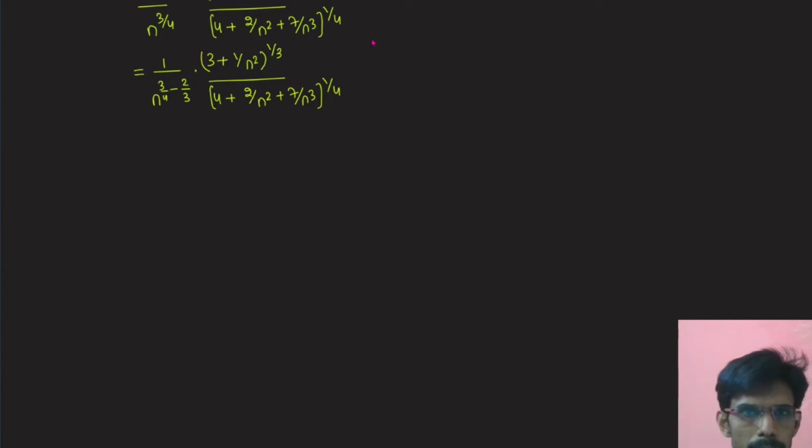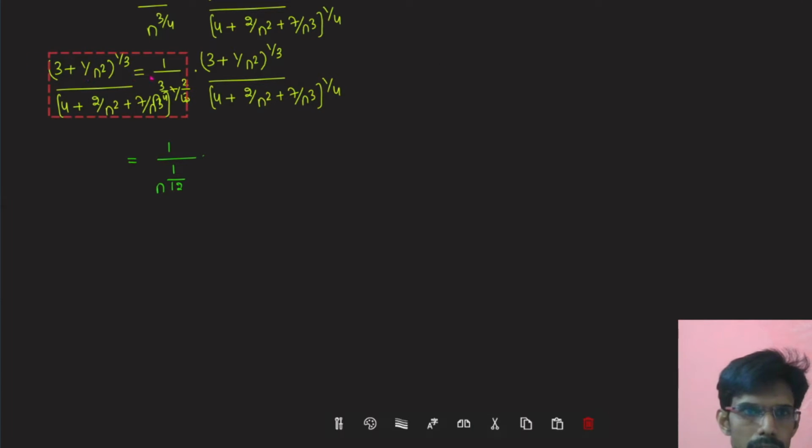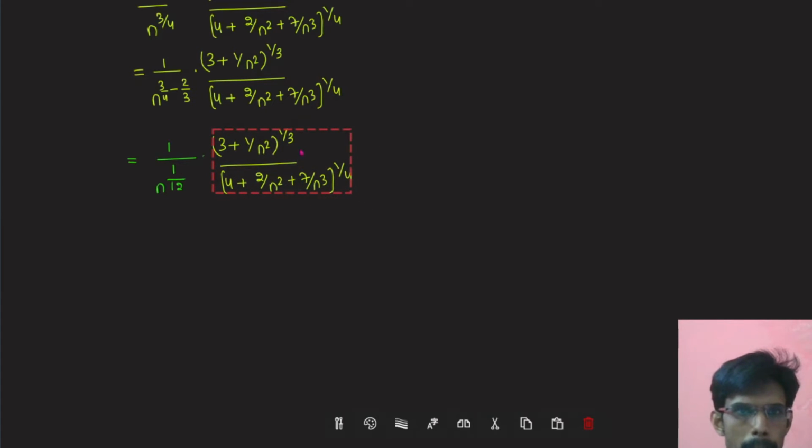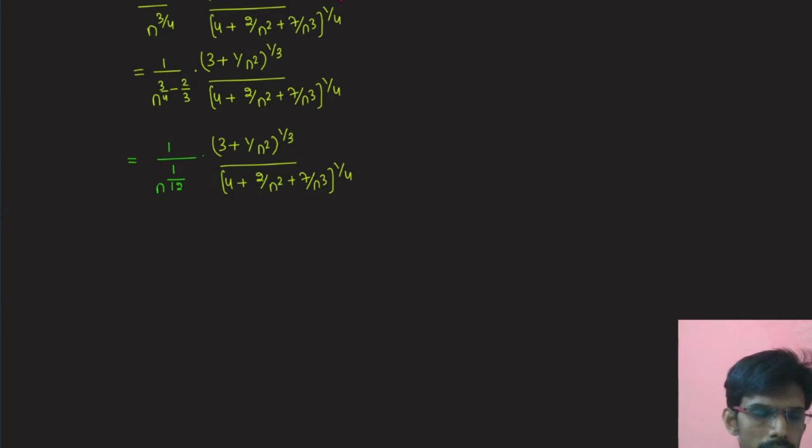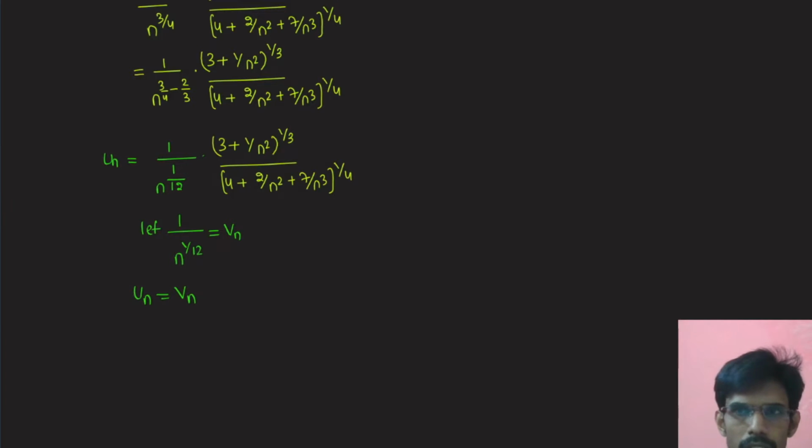Now if I take LCM here, 1 by n power of, 4 into 3 will be 12, 3 3s are 9, 9 minus 8 will be 1, so 1 by 4... so 1 by n power of 1 by 12. So we have this term into this term. Now right here we have un. Now take this 1 by n power 1 by 12 as Vn. So here we have un is equal to, put this value as Vn into this term.